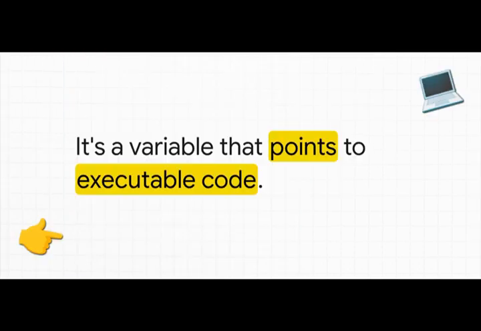Let's put that another way. Just think of it like this. It's a variable, but its value isn't a number or a string. Its value is a behavior. It's basically a placeholder that you can aim at any function you want, as long as that function has the right shape, which we'll get to.